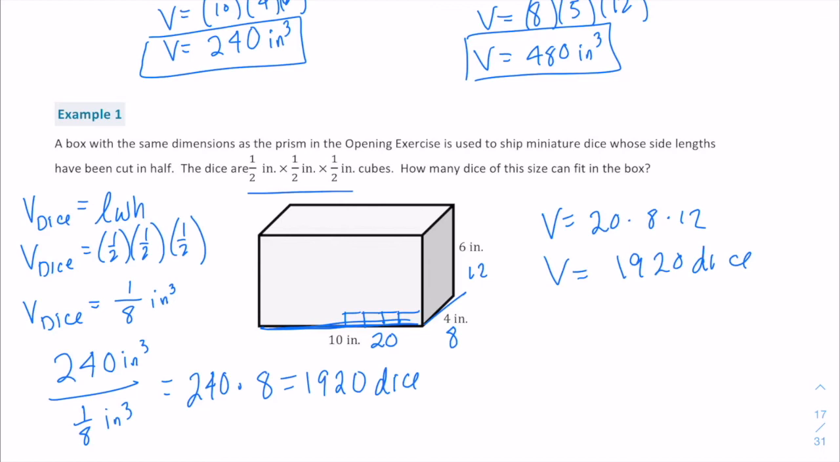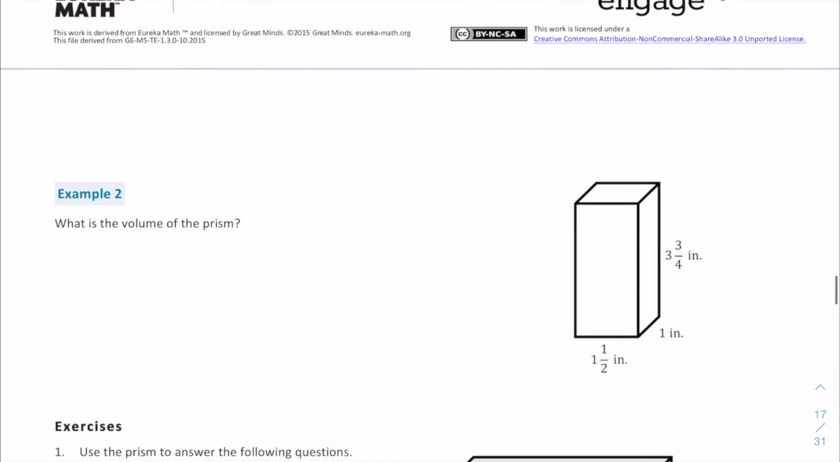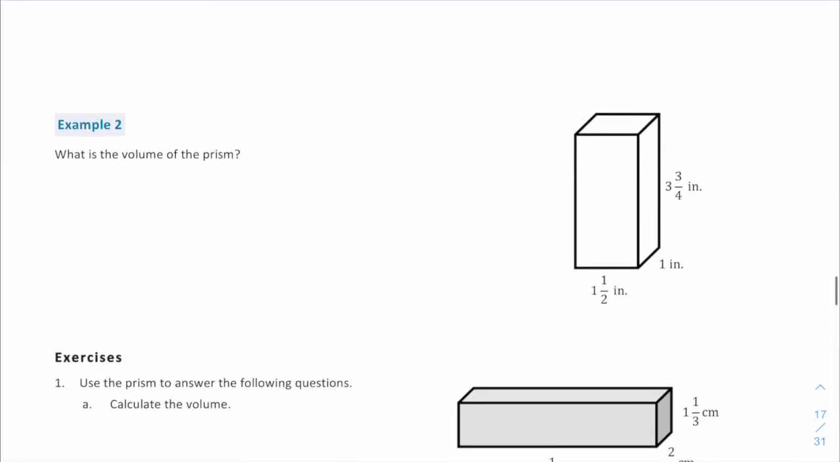Okay, so let's just look at a straightforward prism volume, but this time we have fractional lengths. On the PSSAs, this could totally be a question that was asked without a calculator, because multiplying fractions is a skill that you're supposed to be able to do by hand. So if we go ahead and try to find the volume, I'll write down the formula first. Volume equals length times width times height.